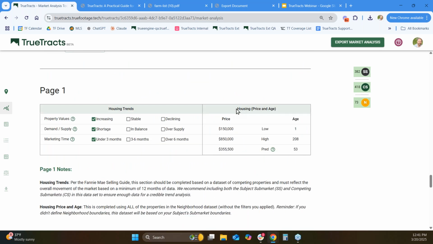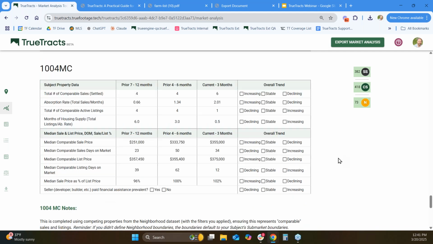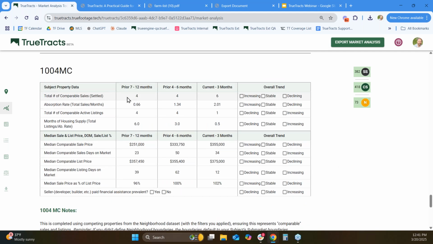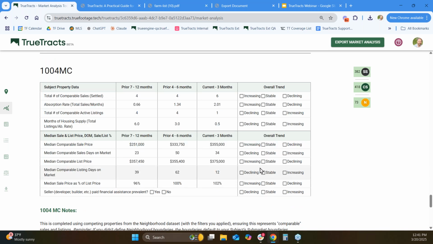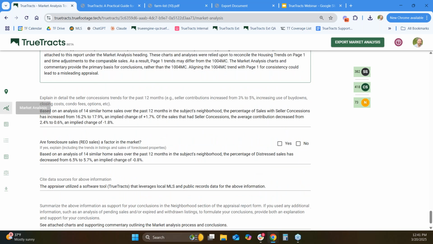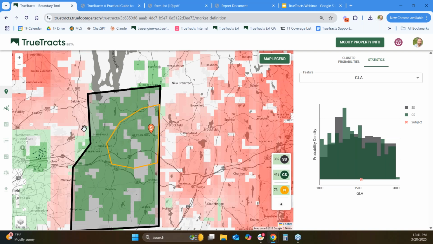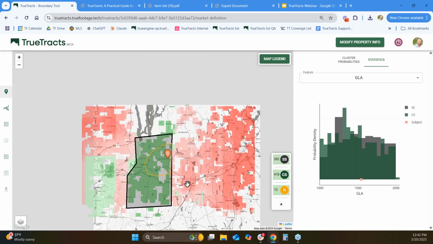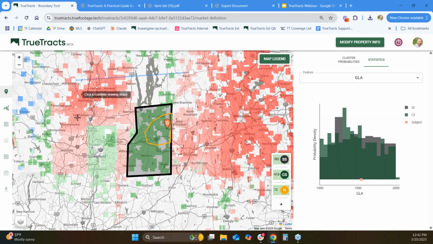the housing price and age on page 1 is only going to be filled out using that neighborhood section. The top of page 2 is only going to be filled out using that neighborhood section. And the 1004MC is going to be filled out using that neighborhood section. So hopefully you guys are clear as to what the neighborhood is versus the subject submarket. And then again, if I want to define a market area, I can do that as well. And I could say this is the subject's market area.